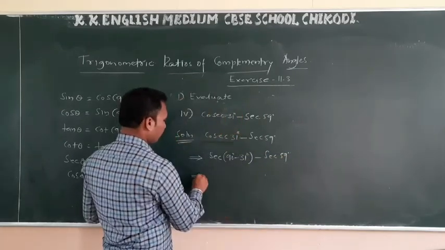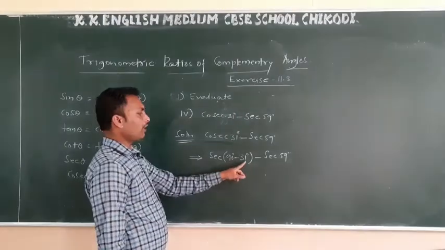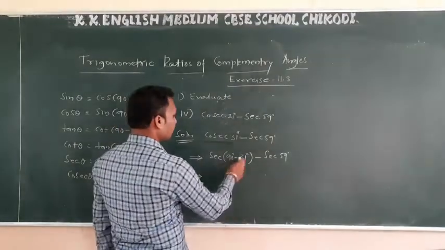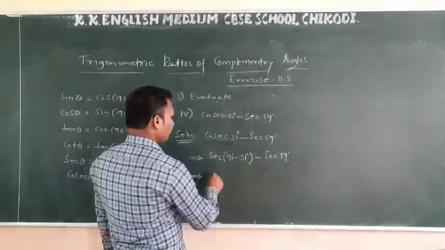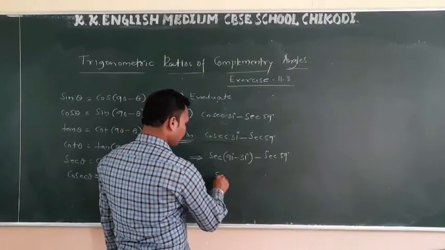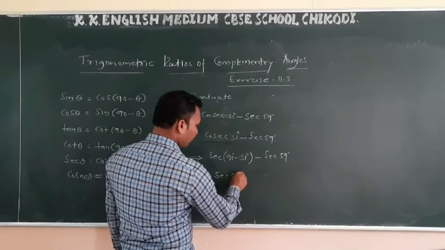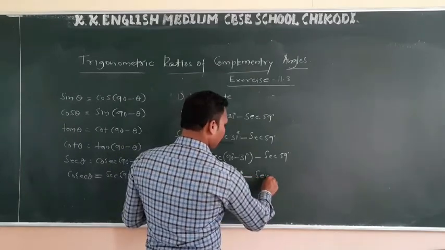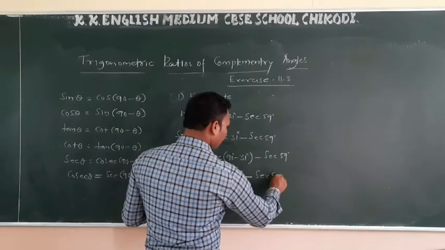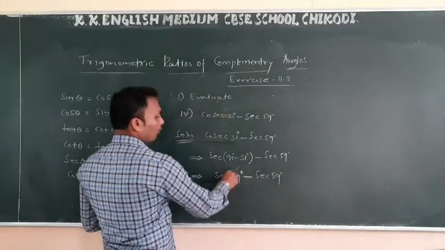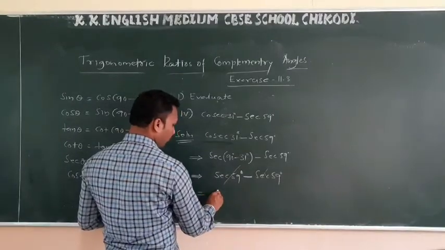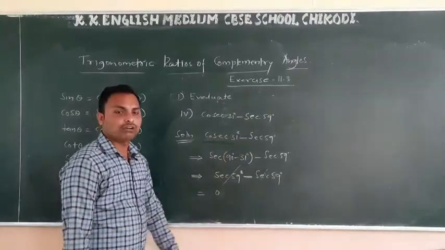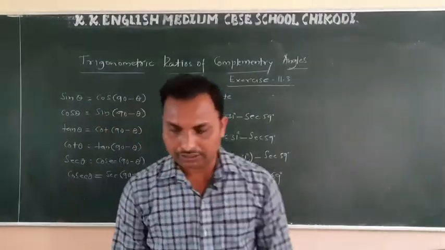Now this becomes sec of 90 degree minus 31, minus sec of 59 degree. Now 90 minus 31 degree is 59 degree, so this is sec of 59 degree minus sec of 59 degree. Now both are the same, plus and minus, so the answer will come 0. I hope you understood. These problems are very easy, it is only a matter of understanding.